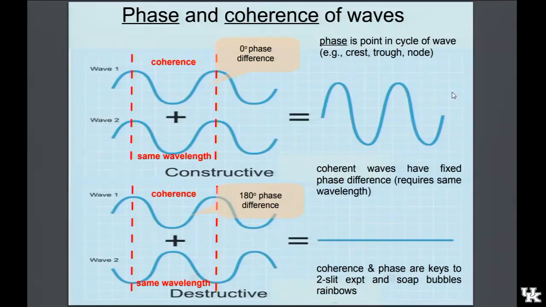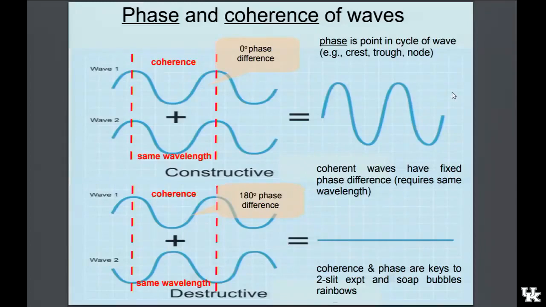Coherence means that when you've got 2 waves, if I say those 2 waves are coherent, that means that there's always a fixed phase difference between the 2 waves. So that no matter where we look at the 2 waves, in a sketch of the 2 waves, we always see the same phase difference between the 2 waves. There's always the same difference between the cycles of the 2 waves.